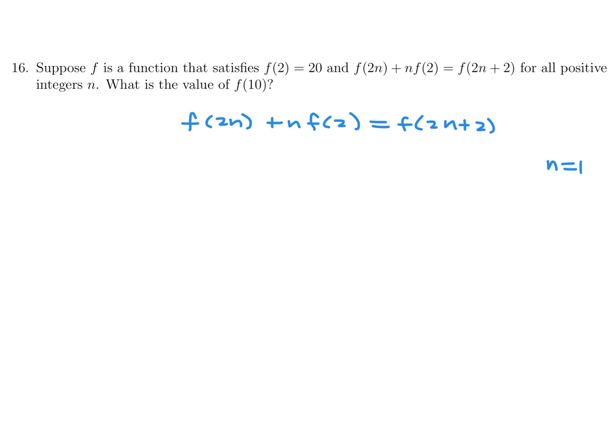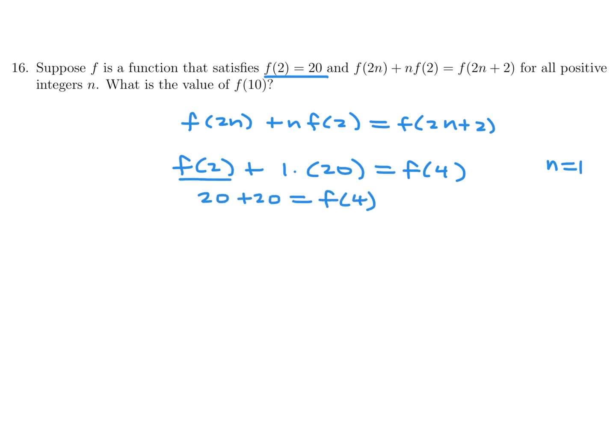Okay, so if n equals 1, this will become f at 2 plus 1 times f at 2. But f at 2 is 20, so let me just put that in there. And this will be f at 4, I believe. Now f at 2 is 20, so it'll be 20 plus 20 is f at 4. So f at 4 is equal to 40. But we want f at 10, so obviously we got to keep going here.